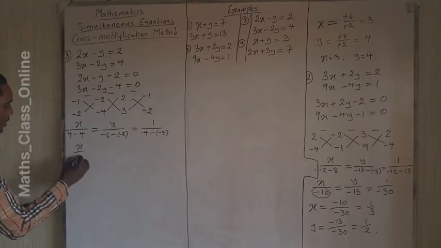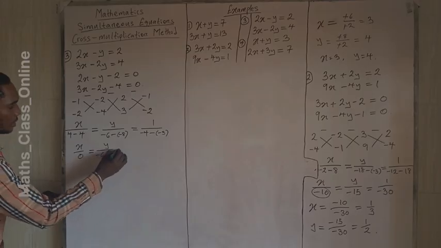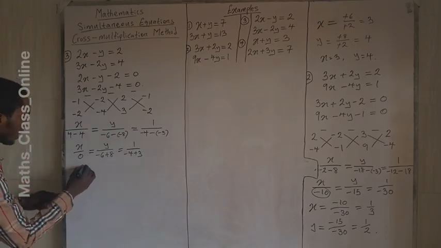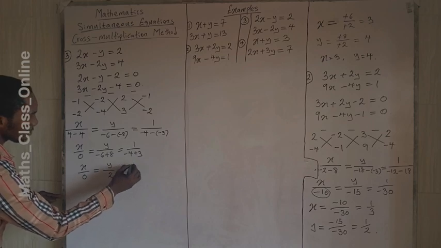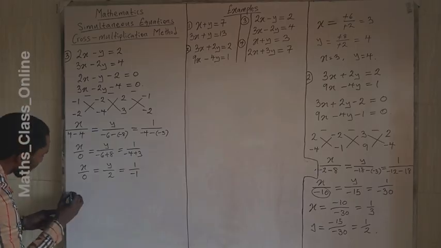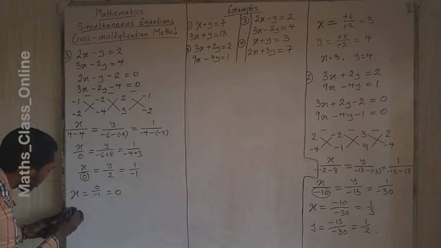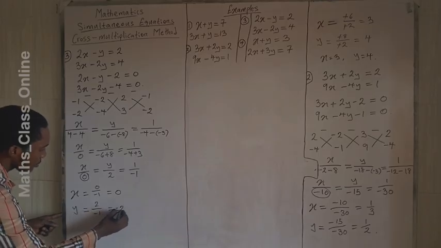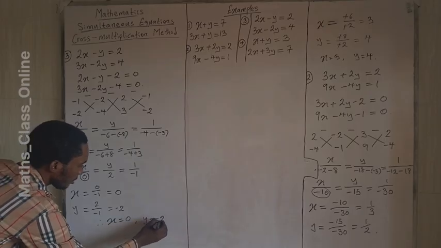X over 0 is equals to y over -6 plus 8 equals to 1 over -4 plus 3. So we are going to have x over 0 is equals to y over 2, and this is equals to 1 over -1. Now, what is the value of x and what is the value of y? X is equals to, what do we have here? 0 over -1, and this is 0. Y is equals to, what do we have here? 2 over -1, and that is -2. This implies that the value of x is equals to 0 and the value of y is equals to -2.